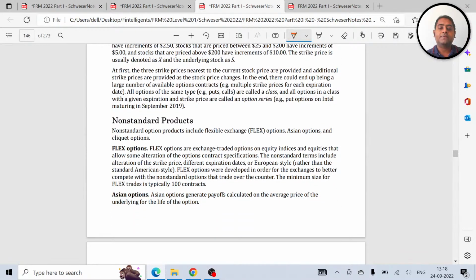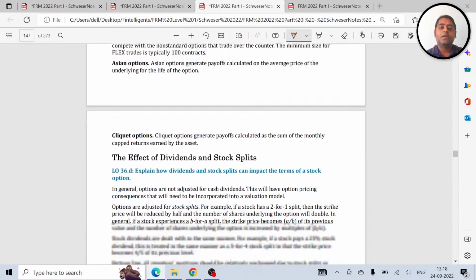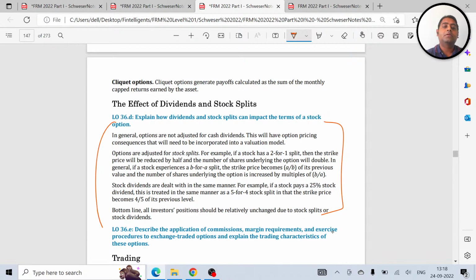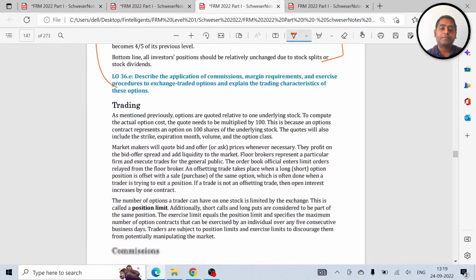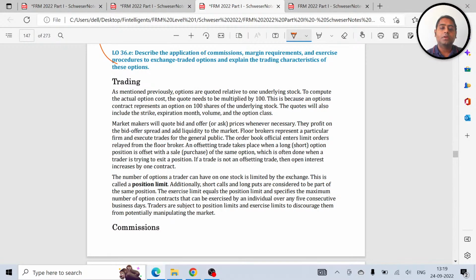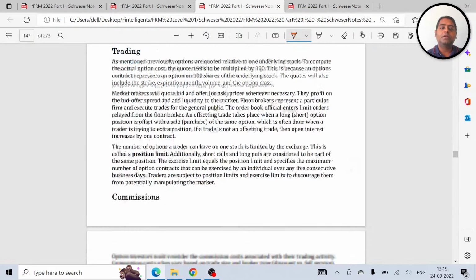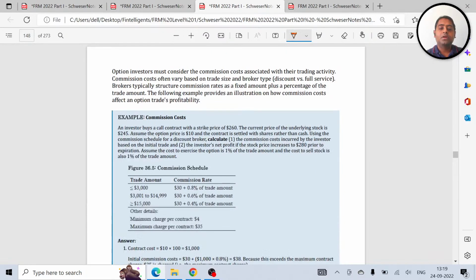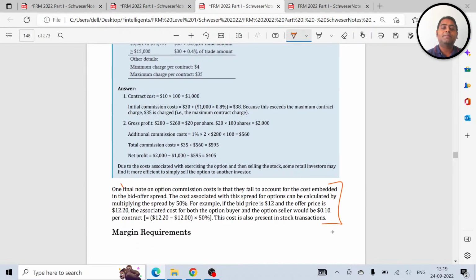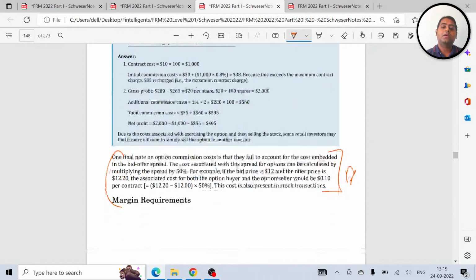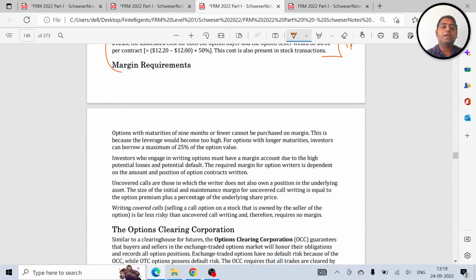Stock prices, flex, effect of dividend, very important. Mark this as star. Okay, so they can ask you calculation based questions also here. Trading. Okay, trading position limit. Okay, commission. I don't expect straightforward commission based questions coming in. You can read this paragraph, mark it as star. Margin requirement, you can read properly.